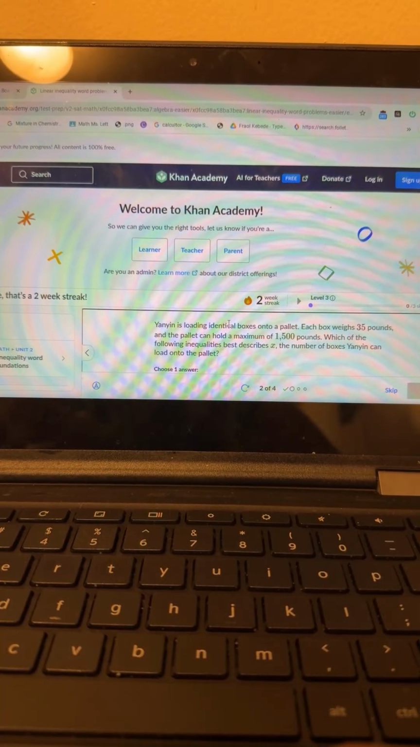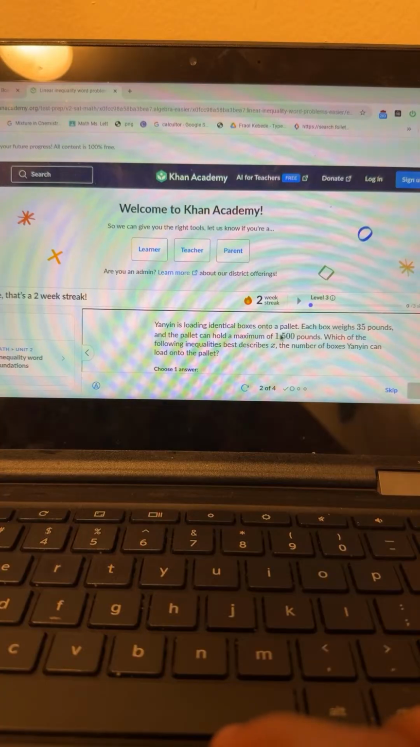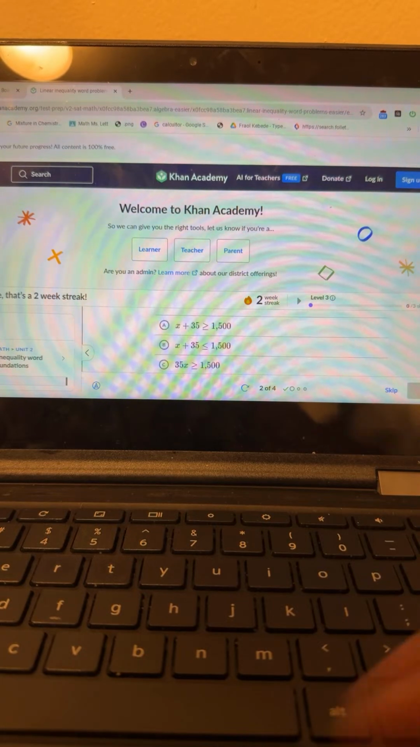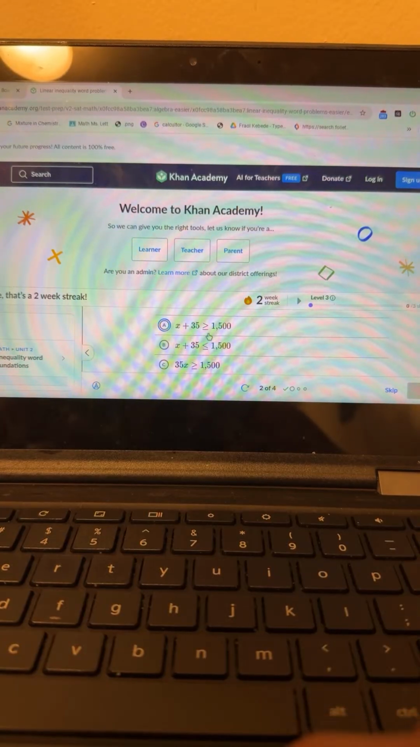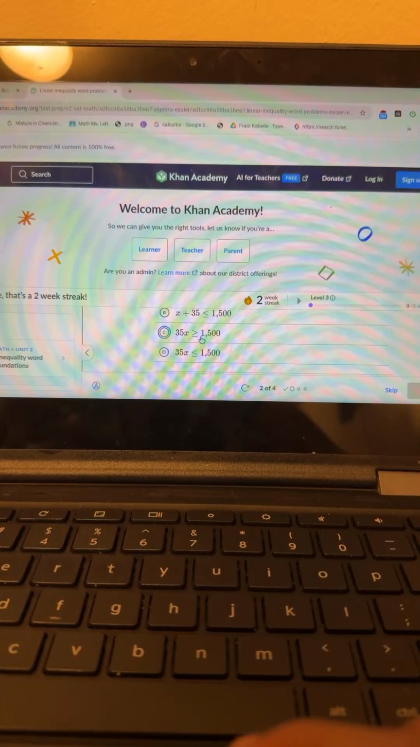Yun is loading identification boxes into the panel. Each box weighs 35 pounds, and the panels can hold a maximum of 1,500 pounds. Which of the following inequalities best describes the number of boxes Yun can load into the panel? X plus 35 is greater or less than 500. X plus 35 is greater or less than 1,500. 35X is greater or less than 1,500.